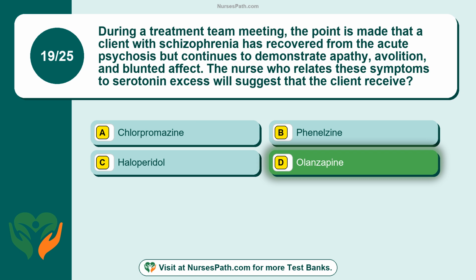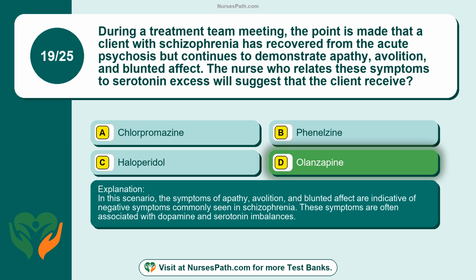Olanzapine. In this scenario, the symptoms of apathy, volition, and blunted affect are indicative of negative symptoms commonly seen in schizophrenia. These symptoms are often associated with dopamine and serotonin imbalances.